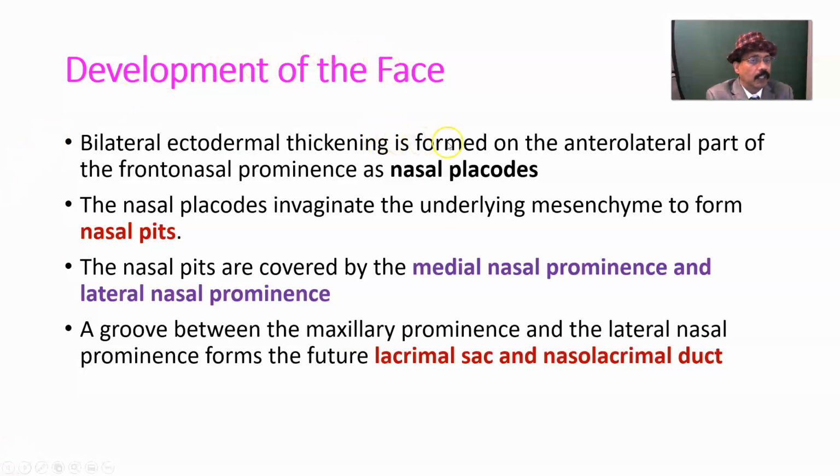Bilateral ectodermal thickening is formed on the anterolateral part of the frontonasal prominence as the nasal placode. The nasal placode invaginates the underlying mesenchyme to form nasal pits. Nasal pits are covered on the medial side by the medial nasal prominence and on the lateral side by the lateral nasal prominence. A groove between the maxillary prominence and lateral nasal prominence forms the future lacrimal sac and nasolacrimal duct.